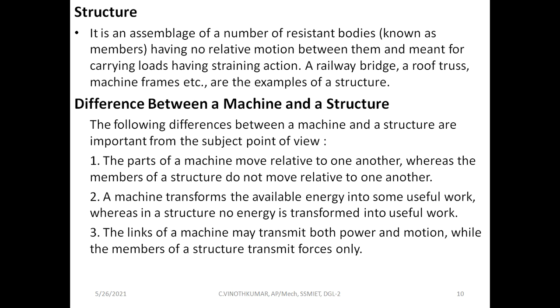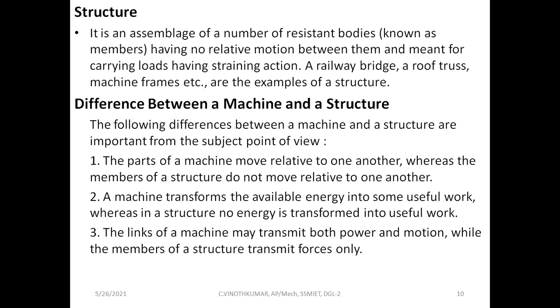Next, structure. It is an assemblage of a number of resistant bodies known as members having no relative motion between them, and meant for carrying loads having straining actions. A railway bridge, a roof truss, machine frames, etc. are examples of structures.